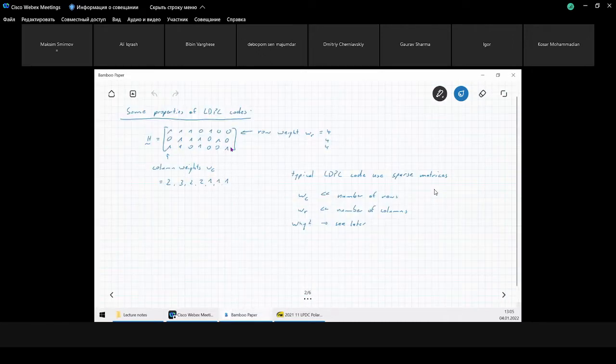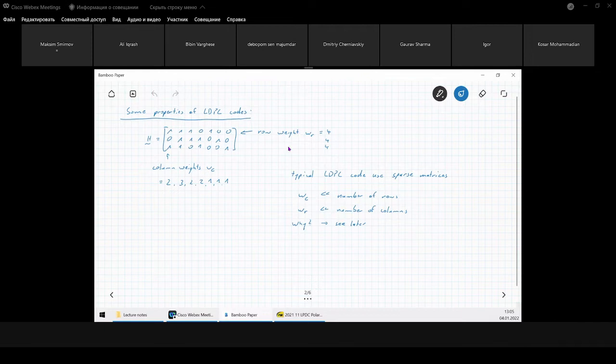Okay. So then we started with an example, considering just our well-known 7,4 Hamming code, treating this one as an LDPC code. Obviously, it will not be a very good LDPC code as this matrix is not sparse. We have really many ones here and only a few zeros. So this will not be a really good matrix to decode it as an LDPC code.